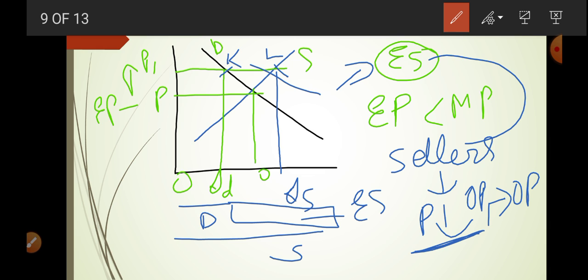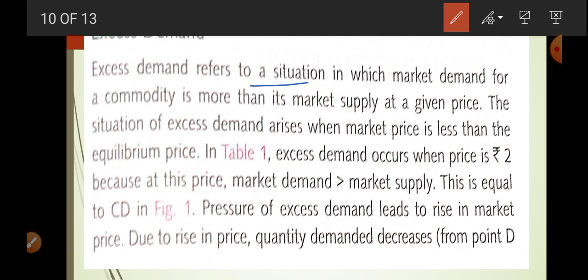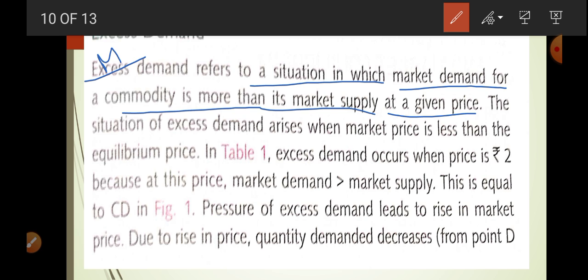Now come to the next, excess demand. What is excess demand? It refers to a situation when market demand for a commodity is more than its market supply at a given price. This is the meaning. The region is when market price is less than the equilibrium price. Okay. Now, in the table you can see that when price is 2 or price 1, there is the condition of excess demand. When there is excess demand, price is going to be high. Why? Because competition will be among the buyers, so they are ready to pay more.